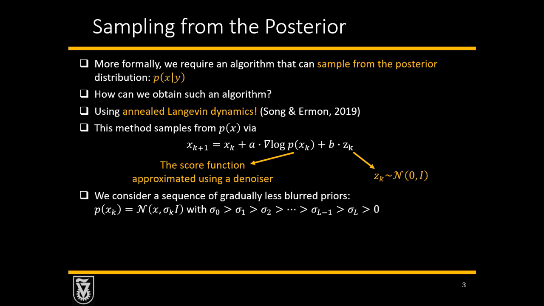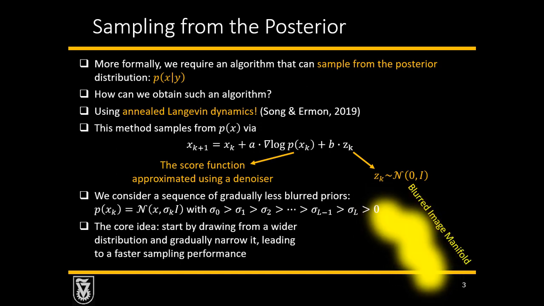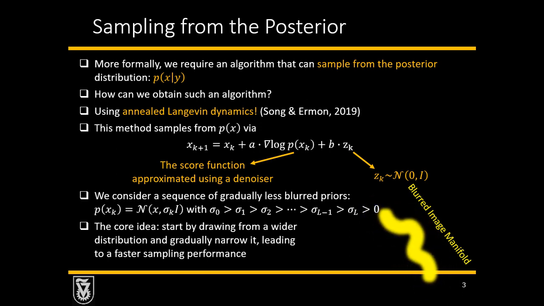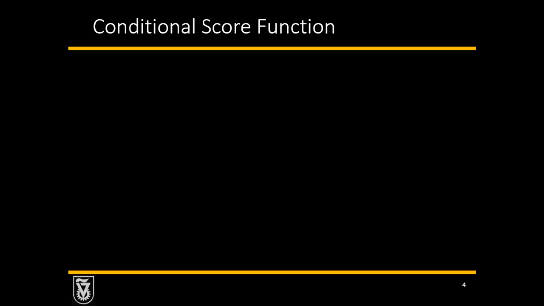Now, what happens here is that we consider a sequence of gradually less blurred priors. We start with a prior in step k that has a high sigma_k, and we gradually go down and down to less and less noisy priors, less blurred priors. So we consider this blurred image manifold that starts wide and then narrows down. This helps in a faster sampling performance in sampling from a prior distribution, and this is basically the core idea of Langevin dynamics.